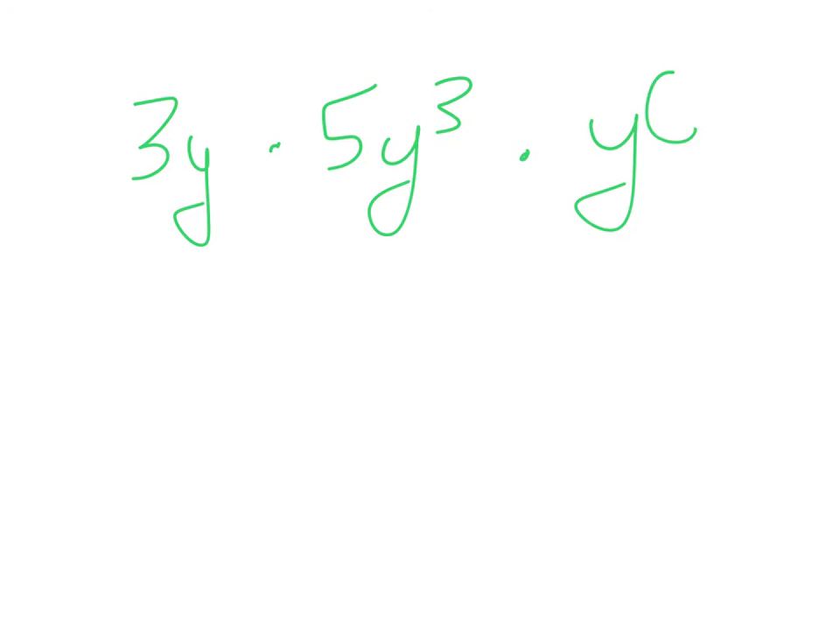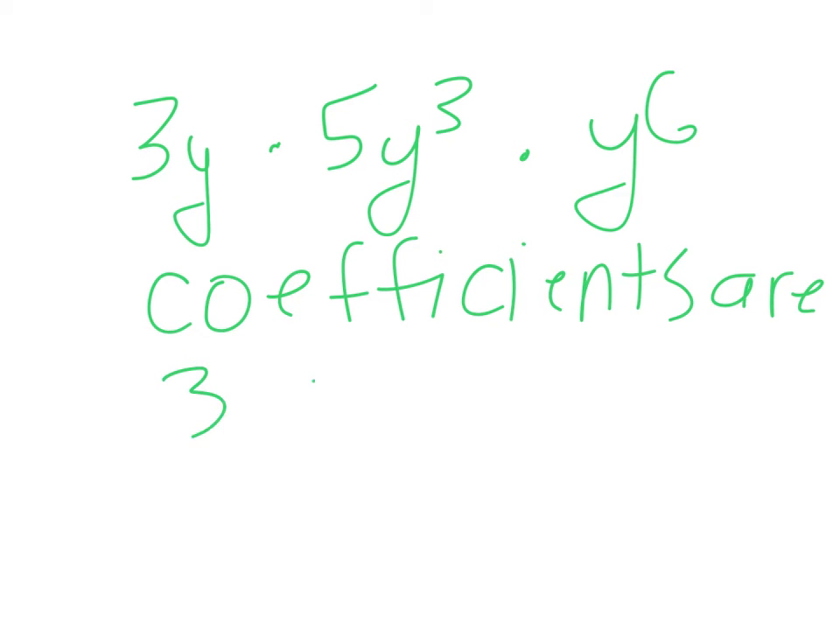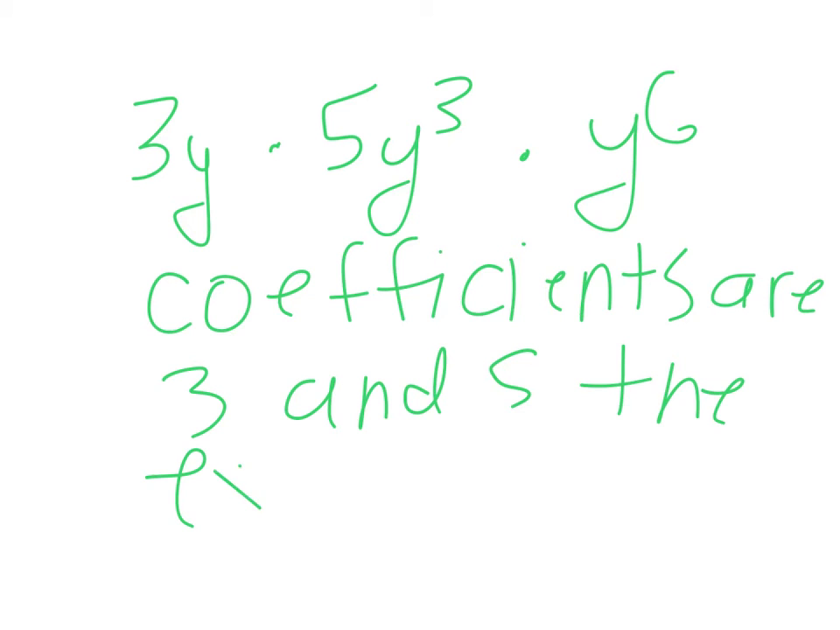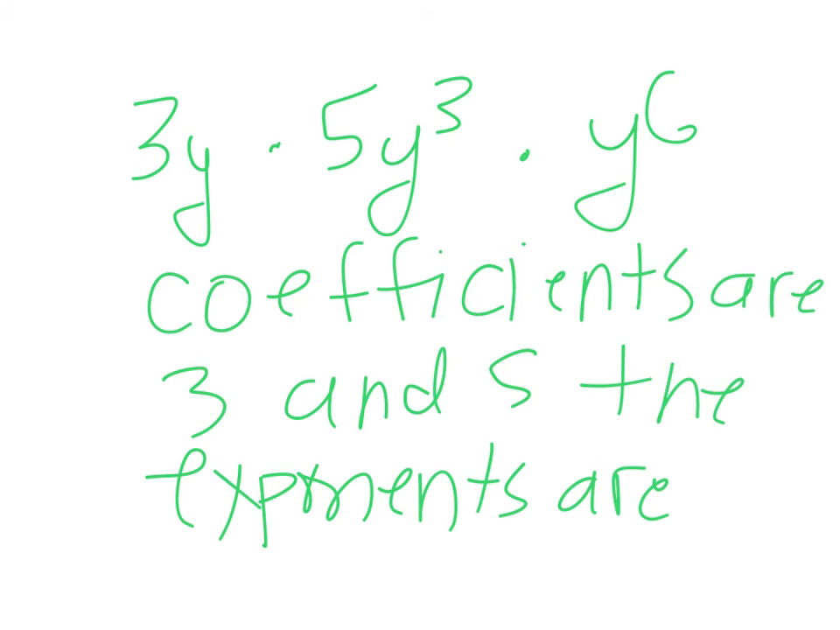Sometimes you have problems that look like this. Let's say that I have 3 times y times 5y to the 3rd times y to the 6th. These big numbers right here are called coefficients. That's a big word for big numbers. The coefficients are 3 and 5. The exponents are 1, 3, and 6. Those are your exponents.